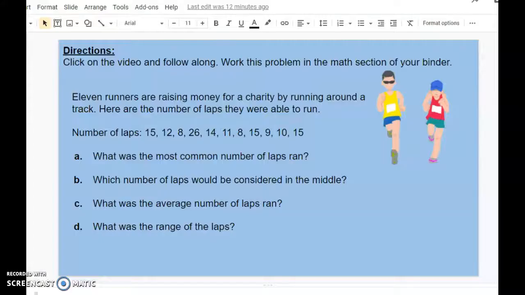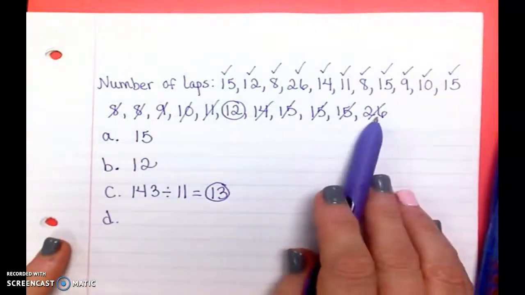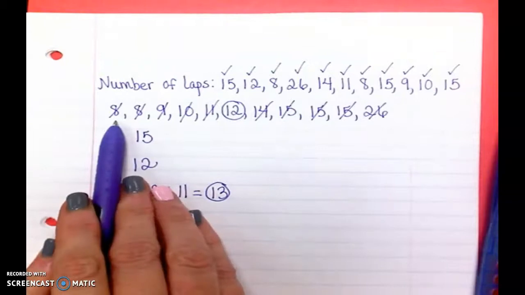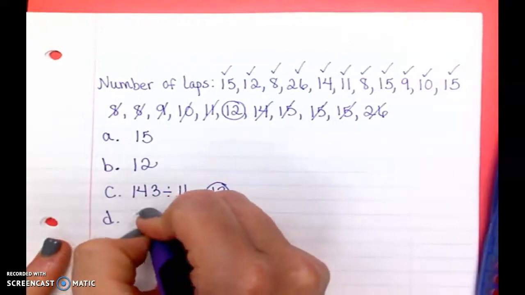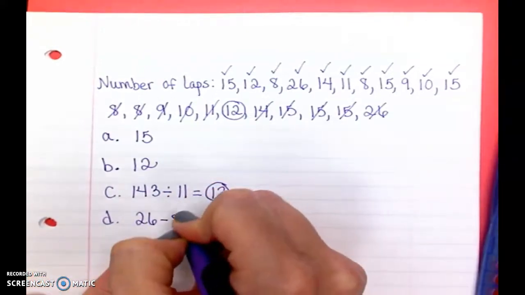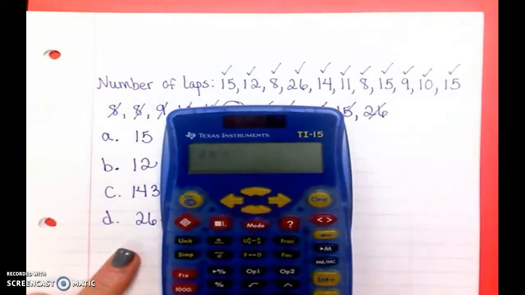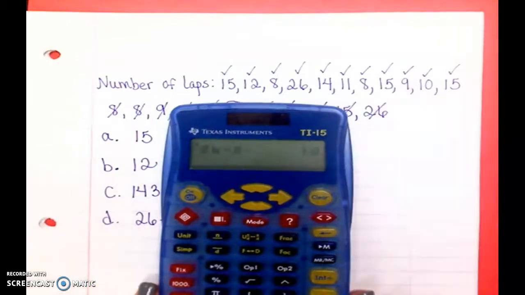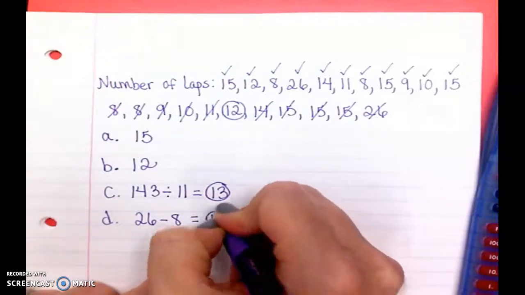All right, let's look at letter D. Letter D is asking us what was the range of the laps. So to get the range of numbers that we have, we need our largest number and our smallest number. And we need to subtract the smallest number from the largest number. So we have 26 minus 8, which you're not always going to need a calculator for everything, but just showing you, 18 here. So your range is 18.